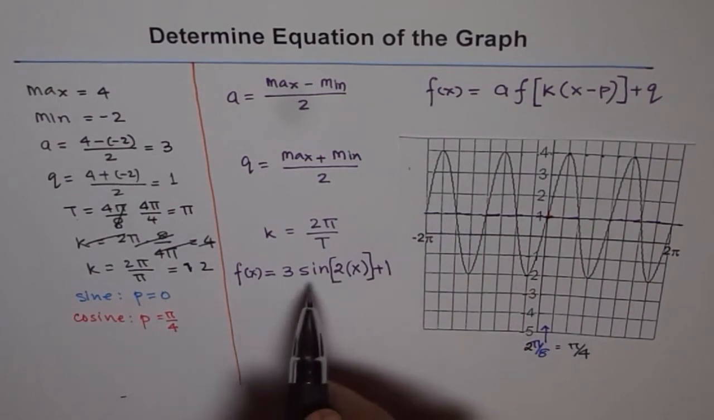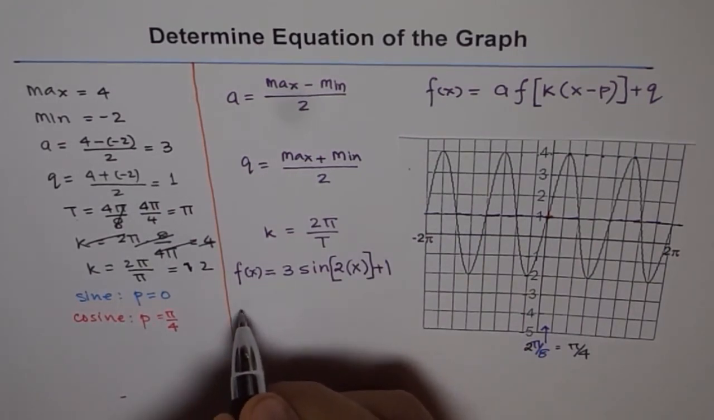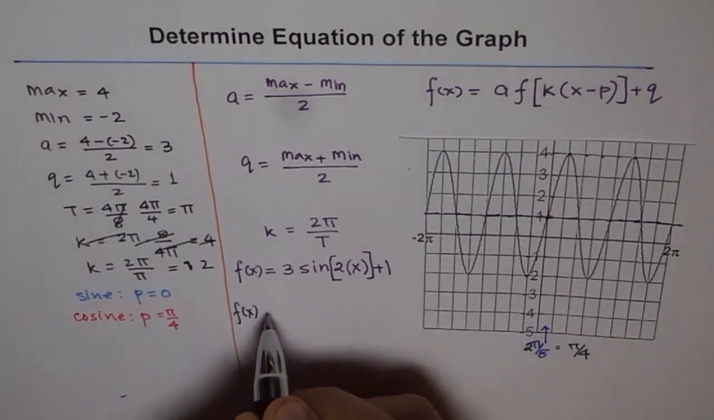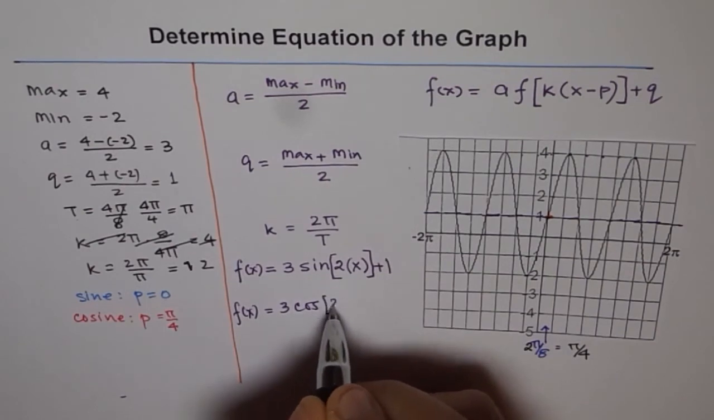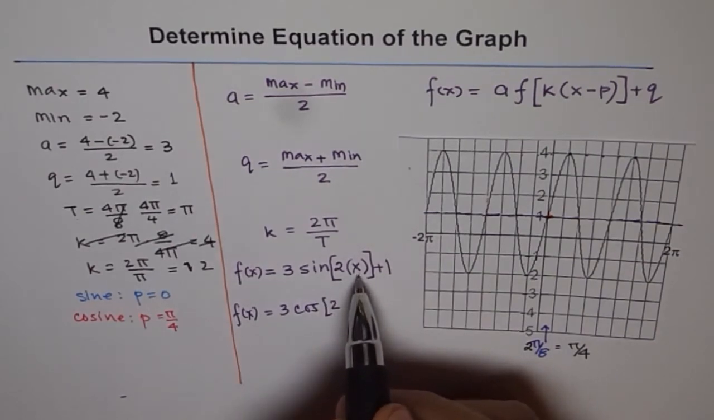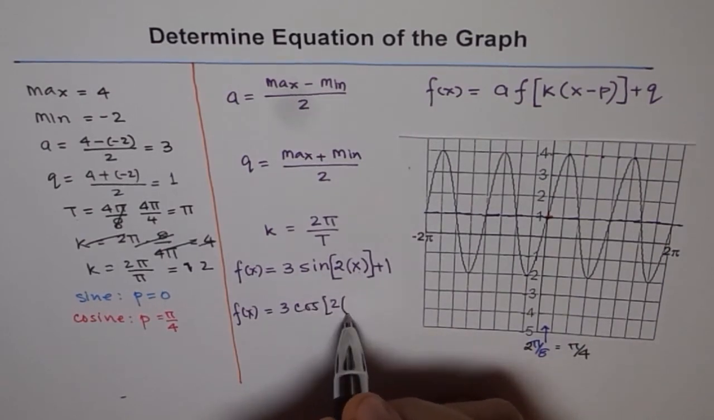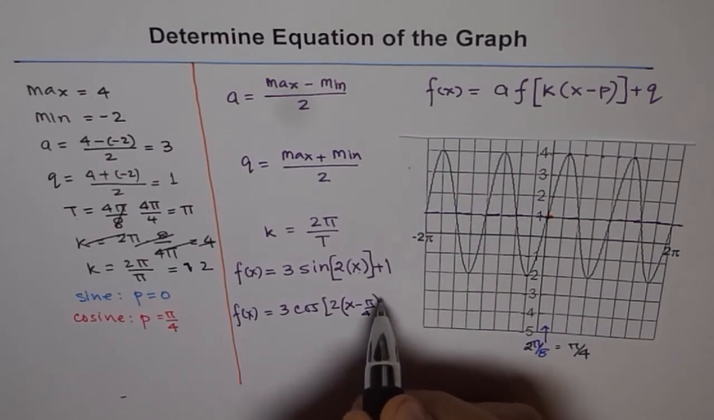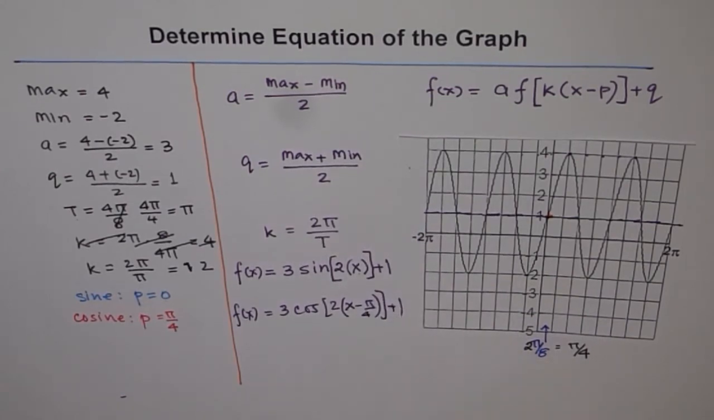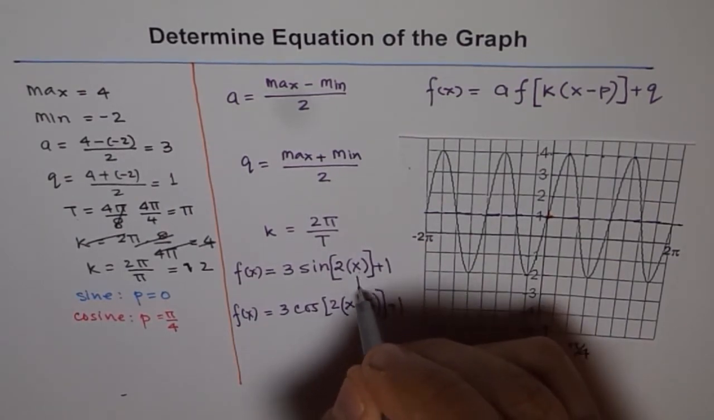Okay. If I have to write the same function as cosine function, then I will write this as equal to, so I can write f of x is equal to 3 times cos 2. The thing changes phase shift. Sine and cosine are same waves with a shift in phase. X minus pi by 4. Do you see that? Plus 1. So, rest of the things remain same. So what really changes is phase shift for sine and cosine function.